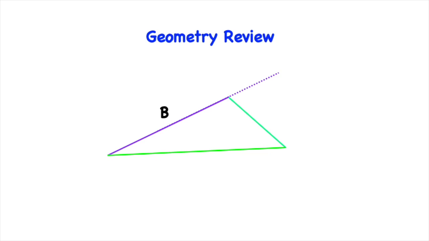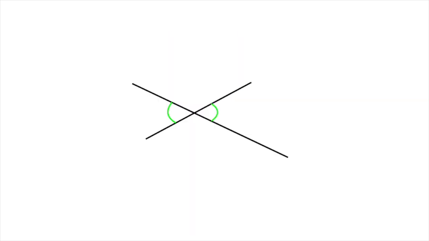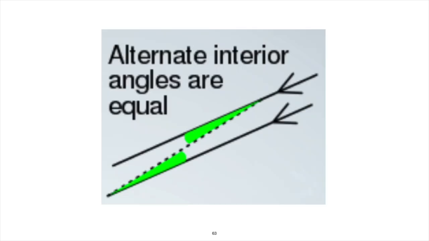In a case such as this, the base can be extended far enough so that a line segment can be drawn perpendicular to it to the opposing vertex. Here again, the area is 1/2 of the base times the altitude as drawn here. We need to recall that opposite angles of intersecting lines are equal. Also, alternate interior angles are equal when a third line intersects with two parallel lines.